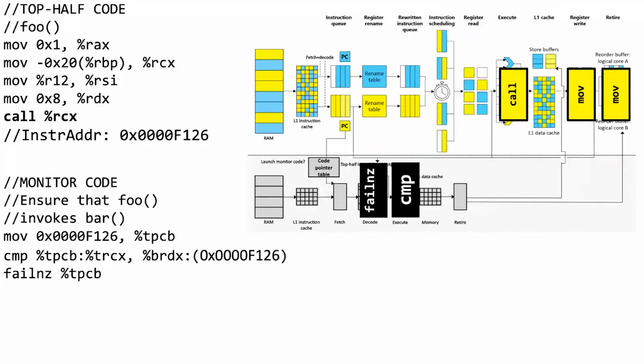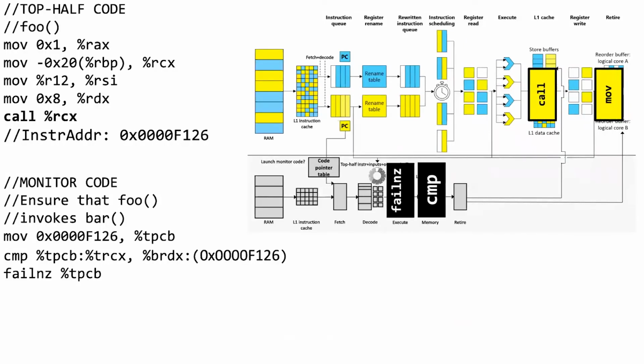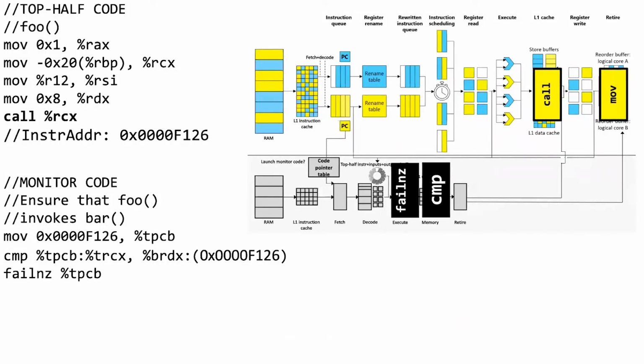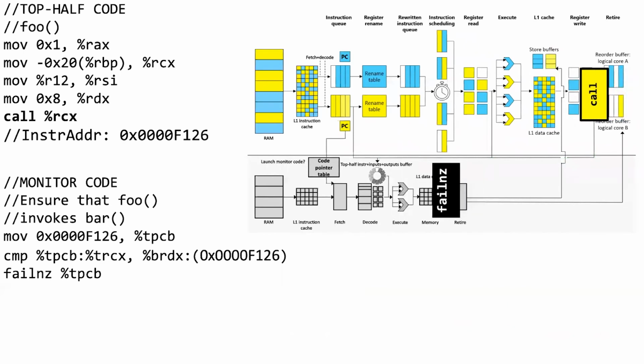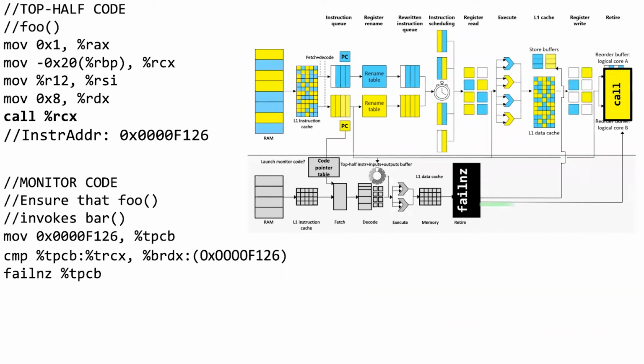And then the execution smoothly continues. And then based on whether or not the compare passes, the call instruction in the top half pipeline will retire accordingly. So the bottom half pipeline will notify the top half pipeline whether or not to retire the call instruction. So this basically illustrates how a sample CFI monitor could in principle work on a sample monitored thread.